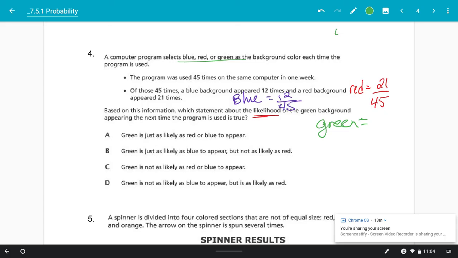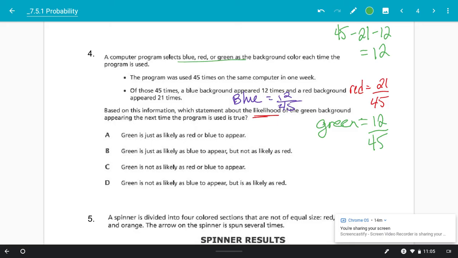So out of 45 times, we're going to take away the 21 that were red and the 12 that were blue, and that's going to leave us with 12 more times in which we got green. So we got green 12 out of the 45 times. So again, where that's coming from is that it was either going to be blue, red, or green. So if I know how many times it was blue and I know how many times it was red out of our 45 trials, what's left over is the amount of times it was green. All right, so now that we know our probabilities for getting blue, red, or green, I'm going to go through and say which statement about the likelihood of green is true.